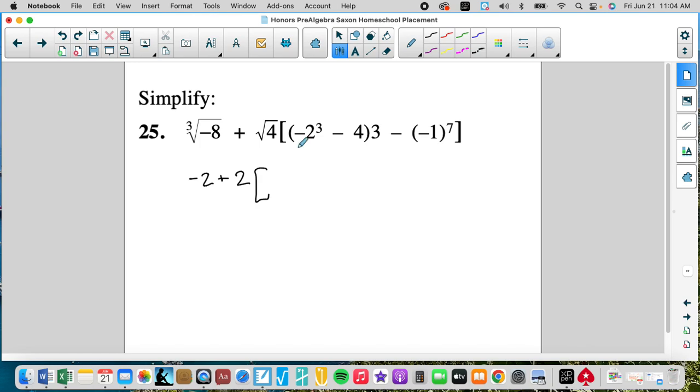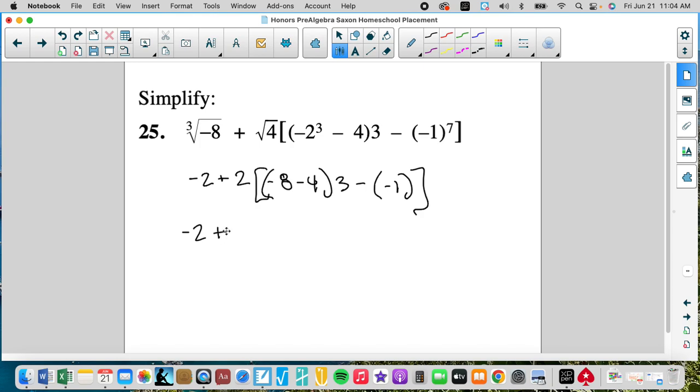So because this is written -2 to the third, that's going to equal -8 minus 4, parentheses, times 3 minus -1 to the 7th. Any negative number to an odd exponent is going to be negative. So we have that. We're not going to do this addition and subtraction. Most students would want to, oh, that's going to be 0. But we don't do addition yet. We have to do everything inside here.